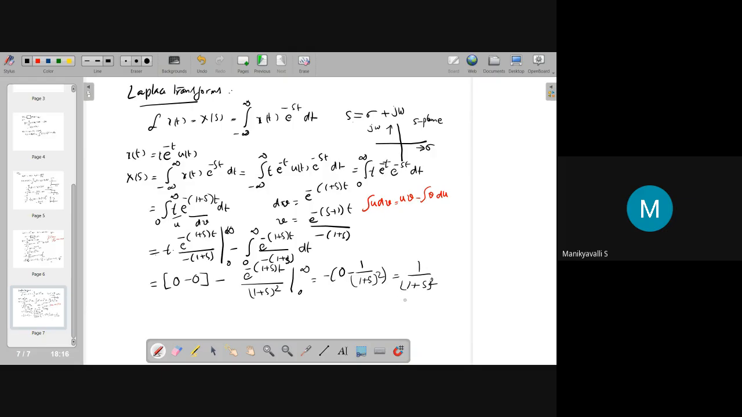So this is the Laplace transform of your signal x of t equal to t e to the power of minus t u of t. Now in the Laplace transform, we need to define the region of convergence. The region of convergence tells you in which area the Laplace transform exists. That means when this integral converges.